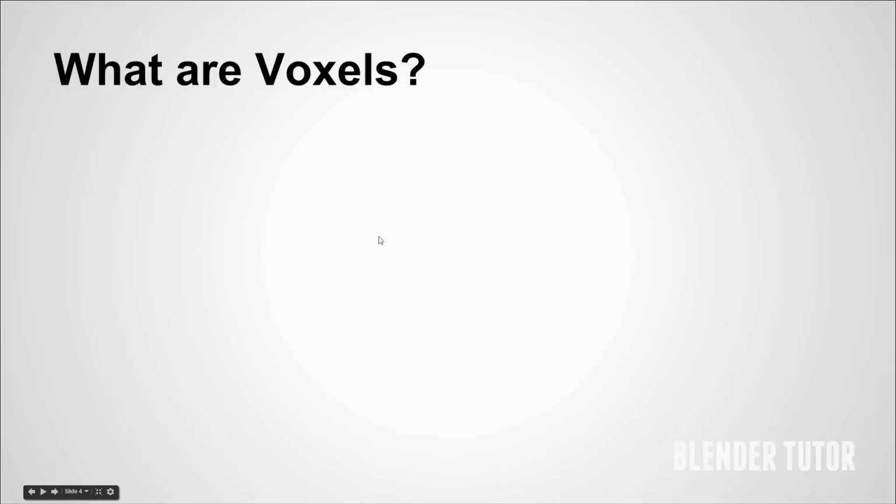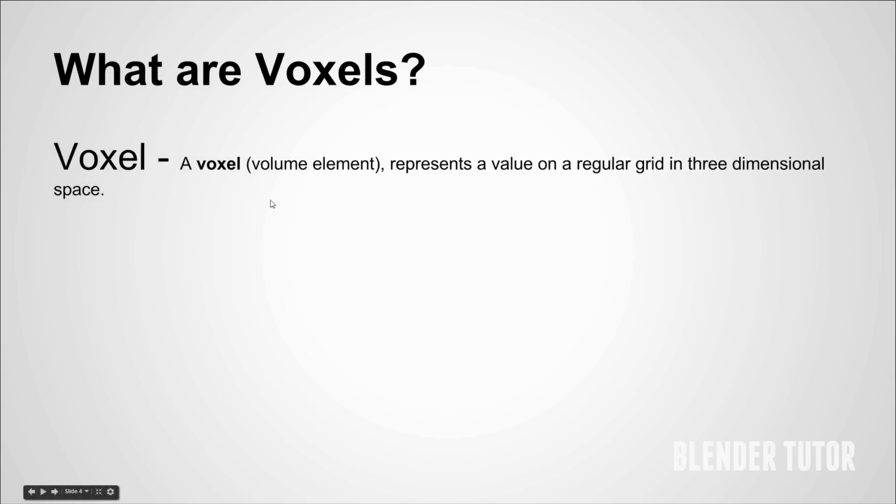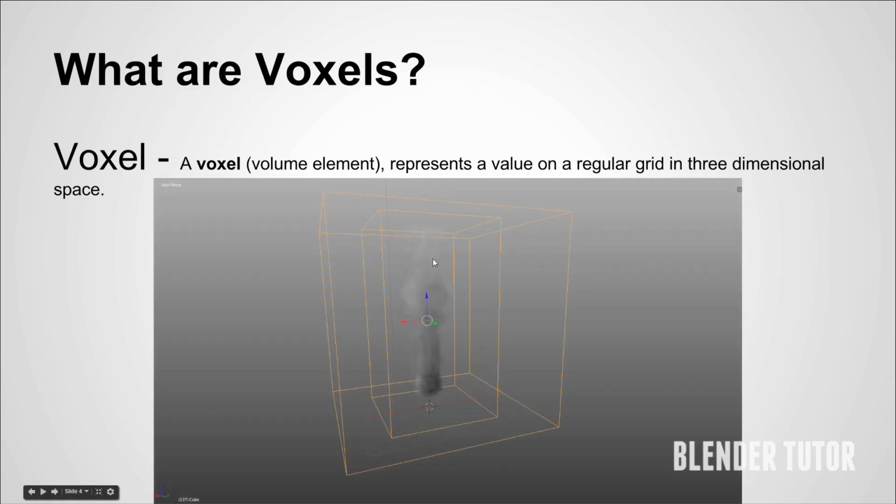So lastly, what are voxels? Basically, voxels are what Blender uses to simulate the smoke. The definition of a voxel: it's a volume element that represents a value on a regular grid in three-dimensional space. Say like a pixel on your monitor. We'll look at the monitor as a grid, and all of the pixels create that grid. A voxel is a 3D pixel, basically, creating a 3D grid. In this case, it's behaving as smoke in the domain object, which is this orange cube.